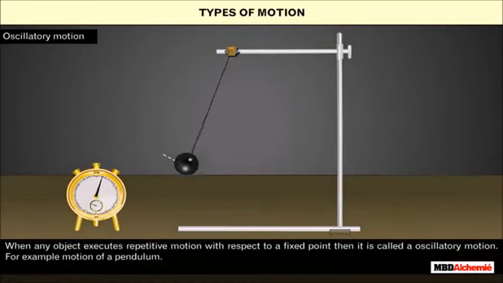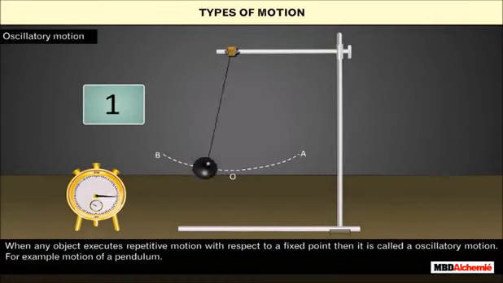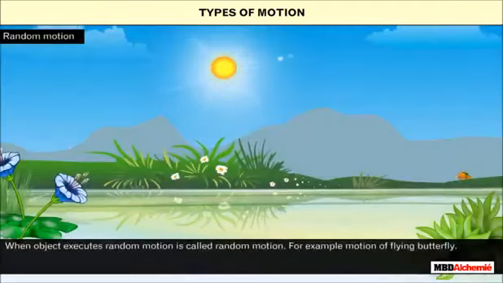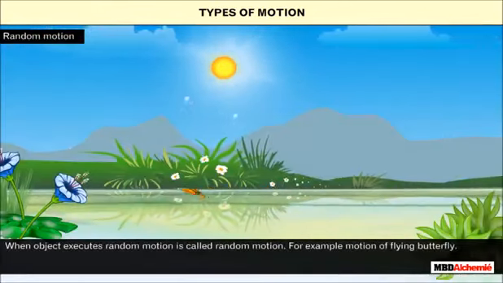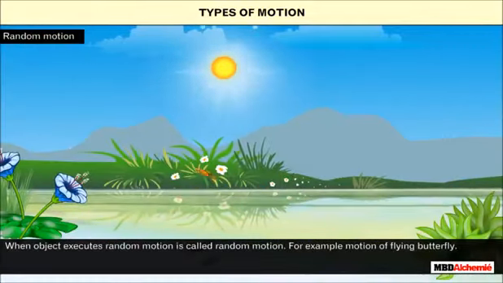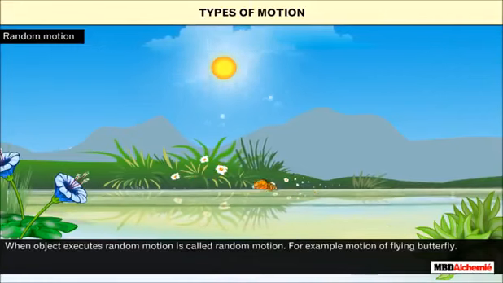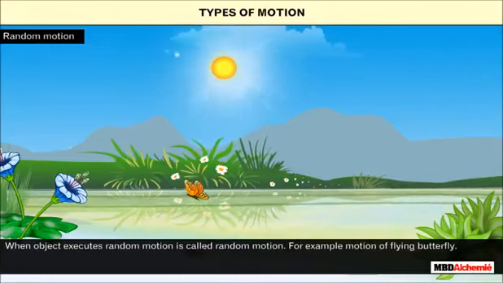When any object executes repetitive motion with respect to a fixed point, it is called oscillatory motion. For example, motion of a pendulum. When an object executes random motion, it is called random motion. For example, motion of a flying butterfly.